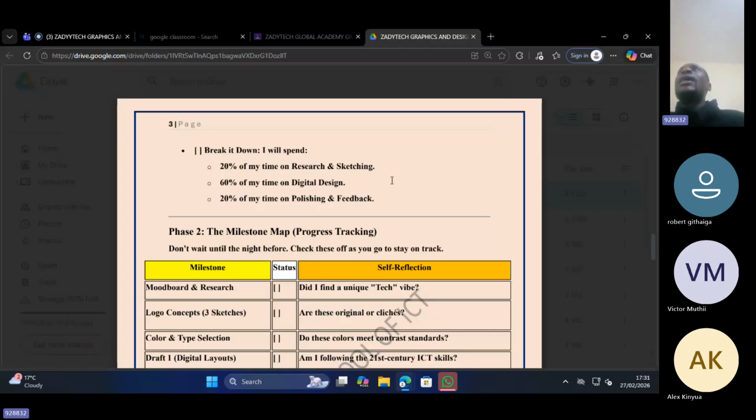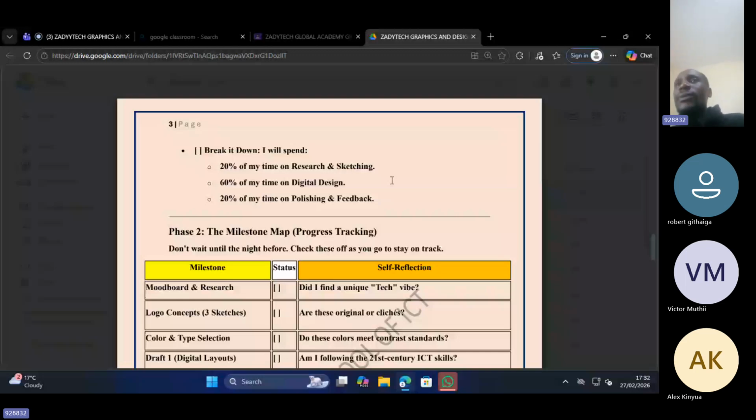Then 60% of my time on digital design. So 60% will be your designing process, the time that you are going to take to design that particular product that you're given, the work that you're supposed to do, even if you're not in graphic design. So you take 60% to do that particular work. In this particular context, we are designing, so I'm going to take 60% of the time. If it's one day, I'm supposed to do it in one day. If you are supposed to do it up to Sunday, 60% of the time I should be venturing into designing.